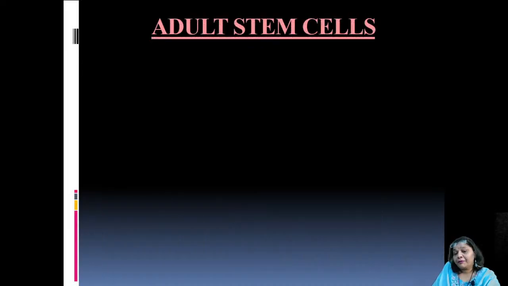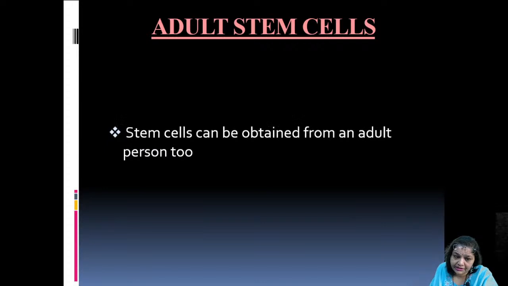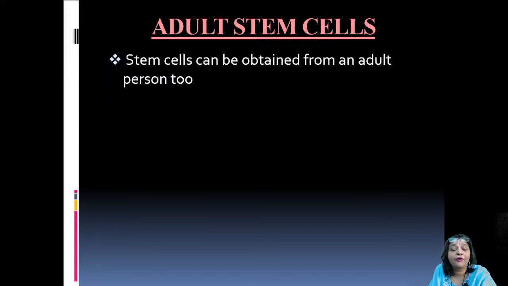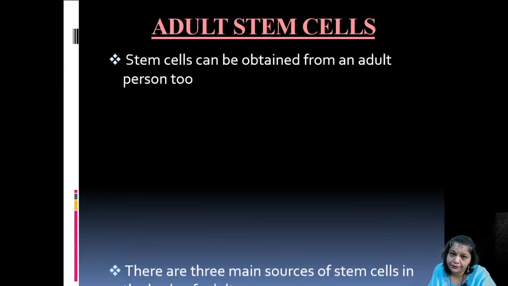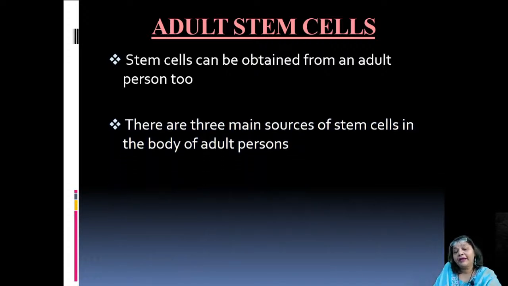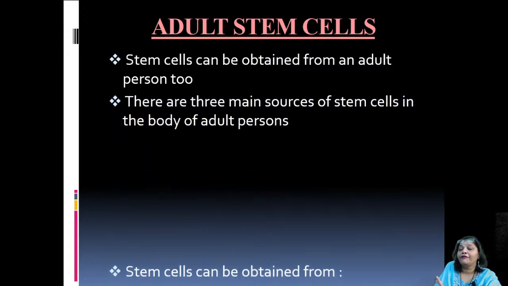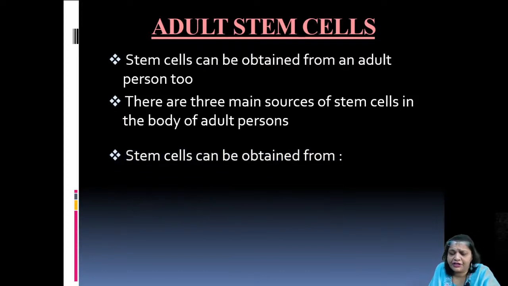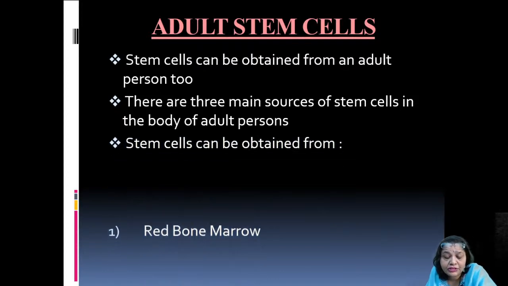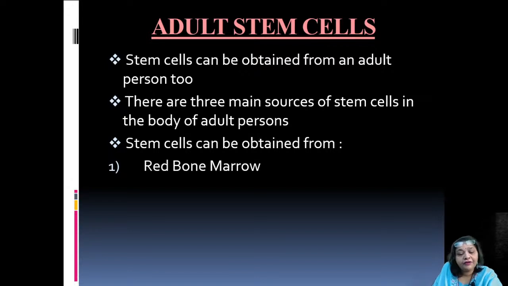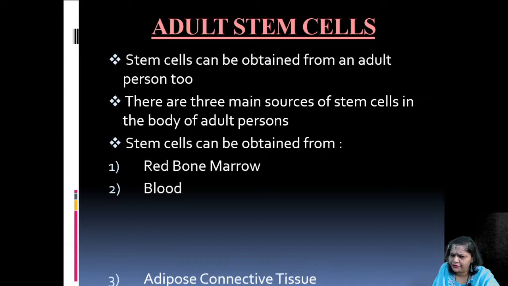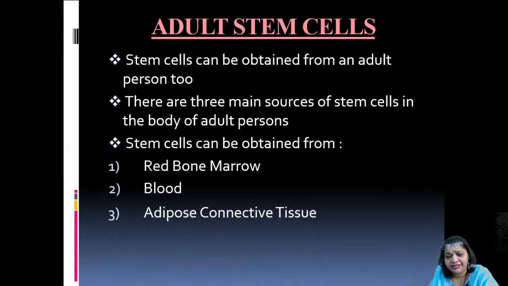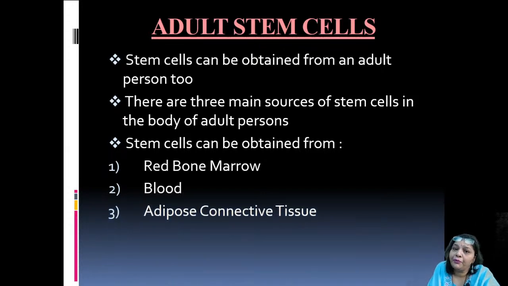The second type of stem cells are the adult stem cells. These stem cells can be obtained from an adult person too. There are three main sources of stem cells in the body of an adult person. Which are those locations? Let us see. The first is the bone marrow, the red bone marrow mainly. There are two bone marrows, one is the red, the other one is the yellow. From the red bone marrow, we can extract the adult stem cells.